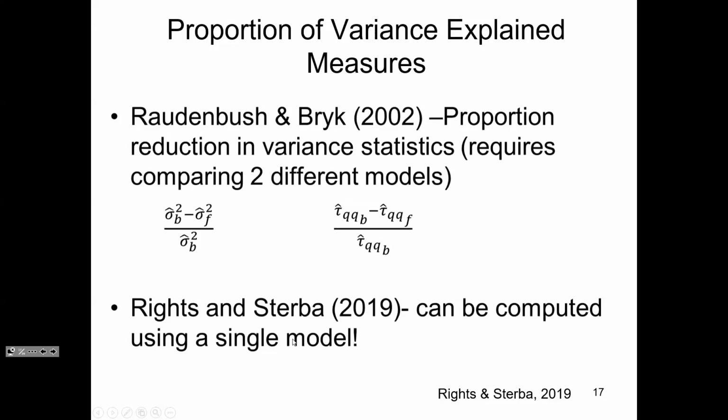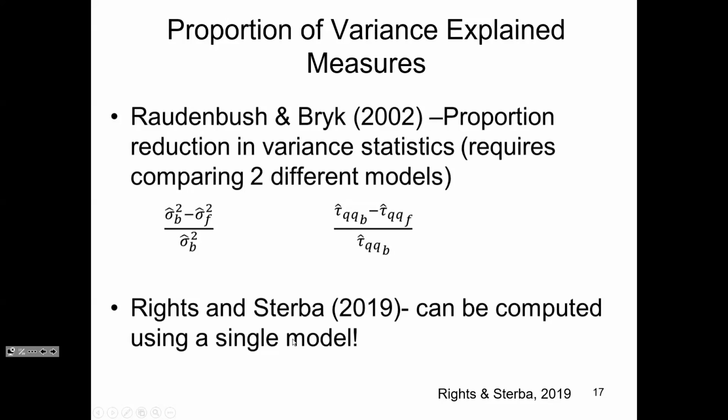And the other big downside to the Rodenbush and Brake measures is that they actually can be negative because, unlike in single level models, where you would never get a negative R squared, there are scenarios in which you might find that the variance increases when you go from a less parameterized model to a more parameterized model. And in that case, you're going to get a negative proportion reduction in variance.